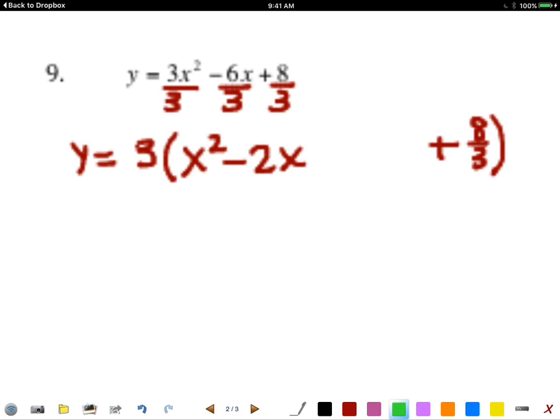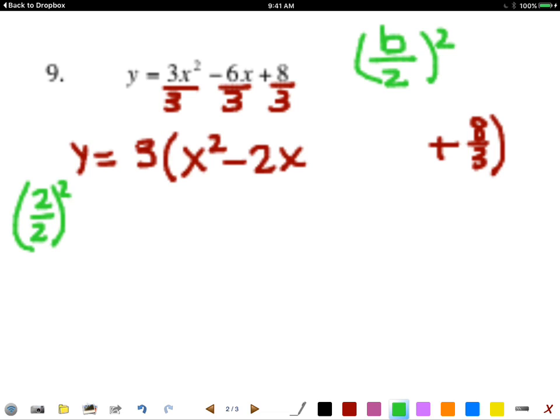But let me say something real quick. If we're going to do b divided by 2 and then square it, it doesn't matter if b is positive or negative, because when you square it, it's going to be positive every time. So you don't even have to worry about that. So our b is 2. So we're going to do 2 divided by 2, and we're going to square that, which is 1 squared, which is 1. So in our little blank there, we're going to put +1 minus 1. There you go.